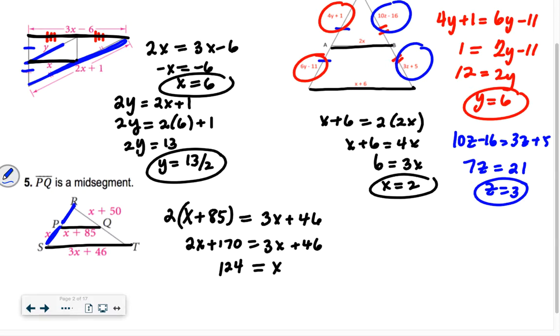So let's say I asked a second part to this question, and I said find RT. And I wanted to find the whole length from R to T. What would I have to do? I'd have to plug in the 124 to get this distance RQ, which would be 124 plus 50. So I'd get 174. And then how would I find RT?